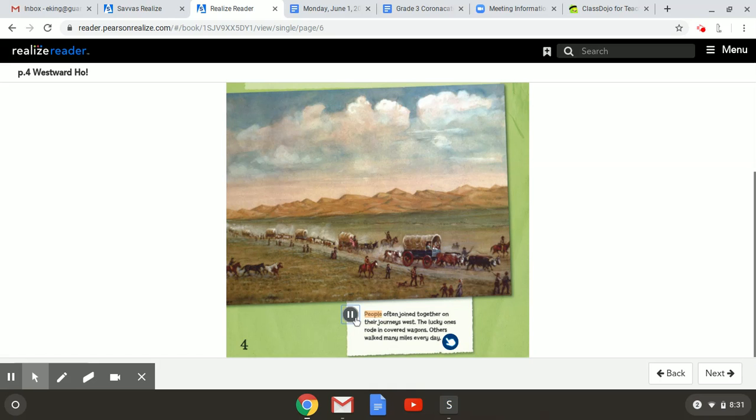So people often joined together on their journeys west. The lucky ones rode in covered wagons. Others walked many miles every day.